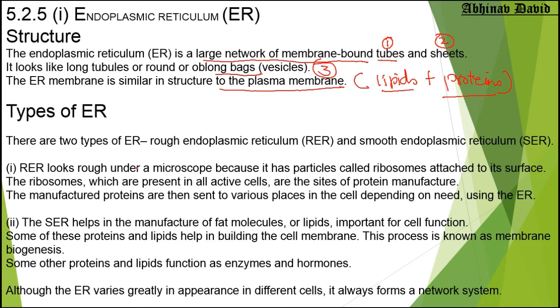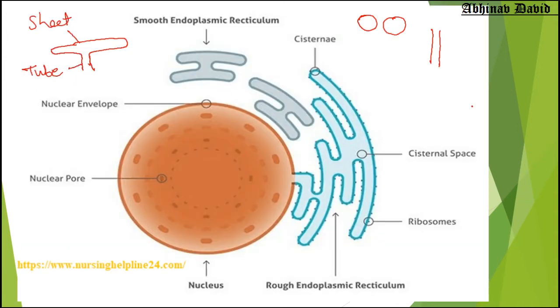Now let us move to the next part, that is types of ER. There are basically two types of ER. Number one is rough endoplasmic reticulum, which we call RER, and number two is smooth endoplasmic reticulum, which we call SER. If you see the diagram, you will automatically recognize that there is some difference between this ER shown in blue color and this ER shown in gray color. Here it is written smooth endoplasmic reticulum, and here it is written rough endoplasmic reticulum.